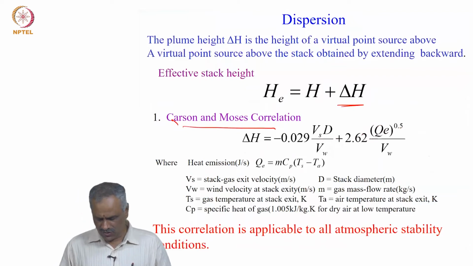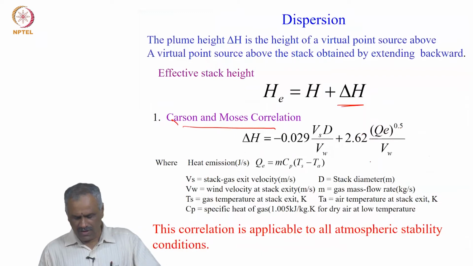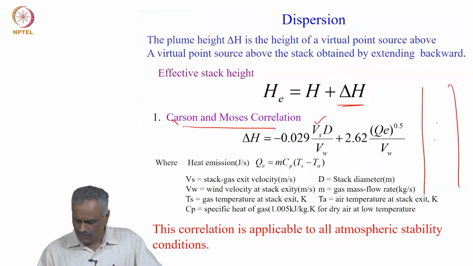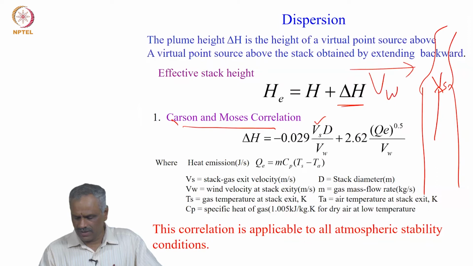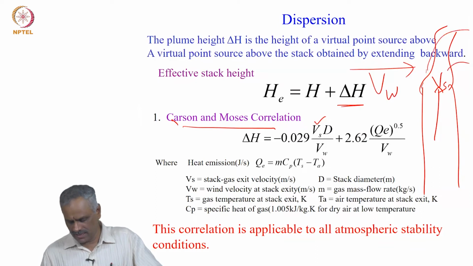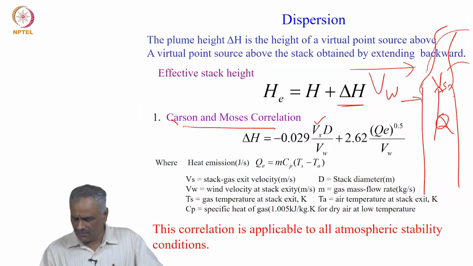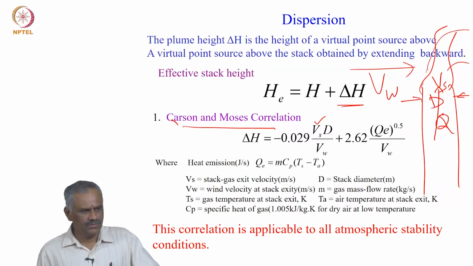This is the Carson and Moses correlation, which is given by this equation. An important factor is Vs, the velocity of the stack gas, and then there is the velocity of wind. Depending upon this, if wind velocity is high, then it will bend the plume to the other side. Apart from that, the rate at which the flue gases are going, and the diameter of the stack, matter.